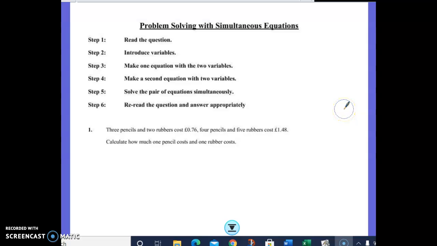Okay, the last bit of simultaneous equations then is using simultaneous equations to solve problems. Once we have the equation set up to solve the problem, it's no different from the questions we were looking at before. We just have an extra step in the beginning. So we look at the first example.